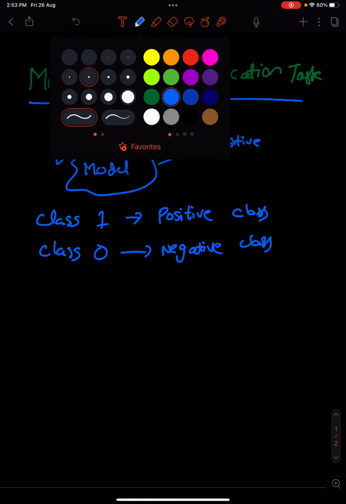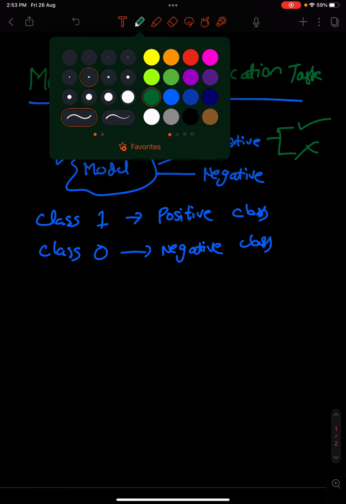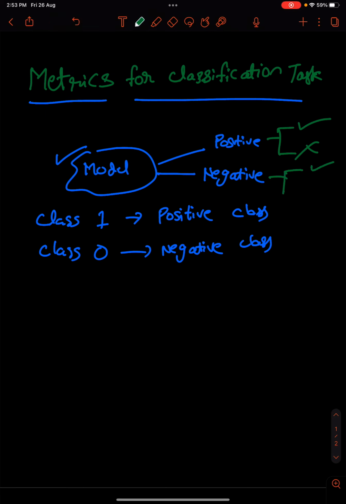right? And now there are two possibilities. Either the prediction can be right or the prediction can be wrong. Similarly, a model might predict a record or an input as negative, and even here, the prediction can be right or the prediction can be wrong. So there are totally four possibilities.